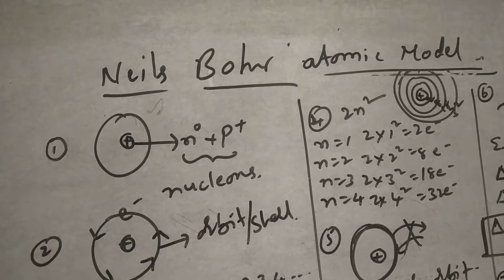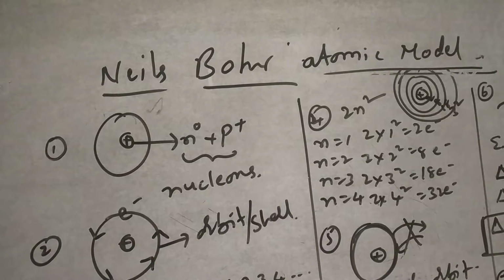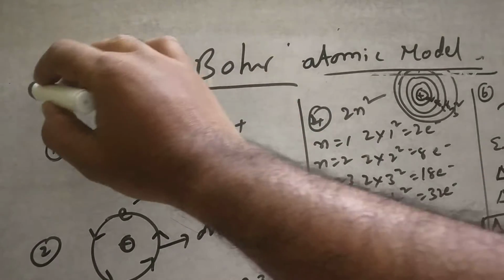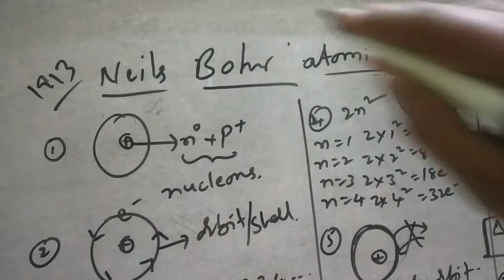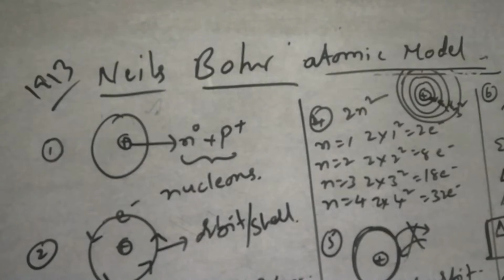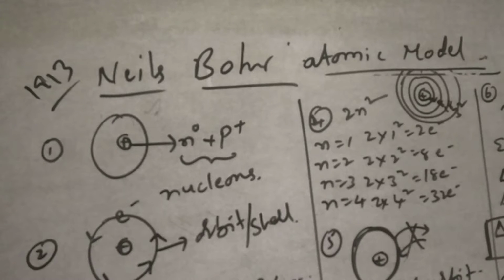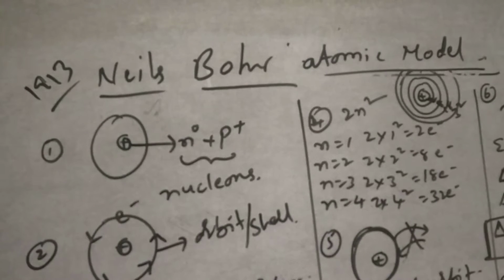Today I am explaining about the Niels Bohr atomic model. So here, in 1913, a Danish scientist, Niels Bohr, explained the stability of an atom in a different manner. So here I am going to explain this model, popularly known as the Niels Bohr atomic model.